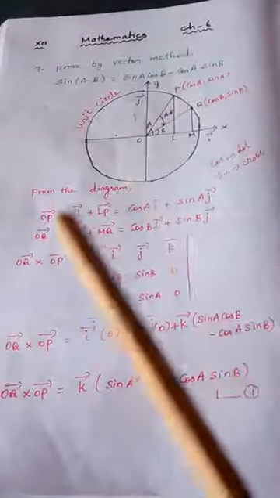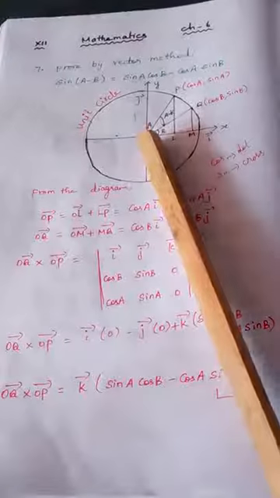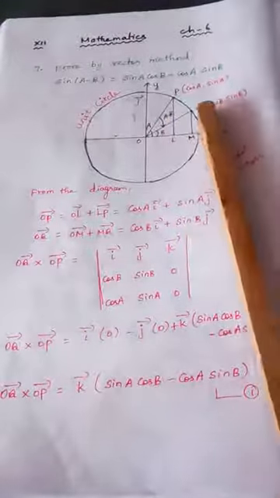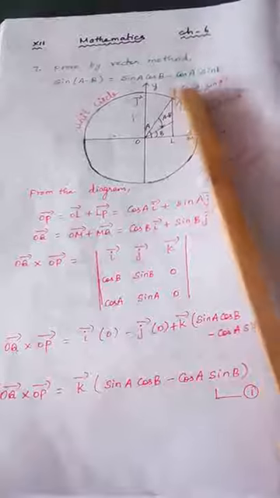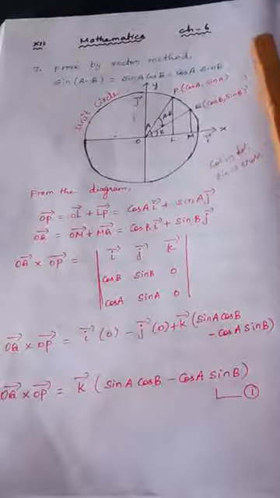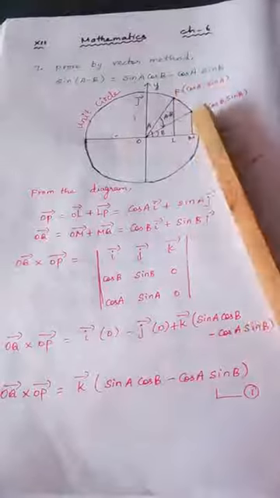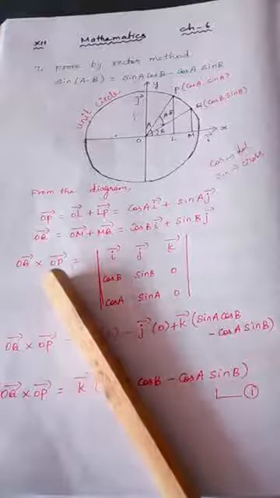Since this is sine, with cross product the direction is important. Just remember the anti-clockwise direction. First is OQ. So anti-clockwise direction means first OQ should come, then only OP should come. So OQ vector cross OP vector.